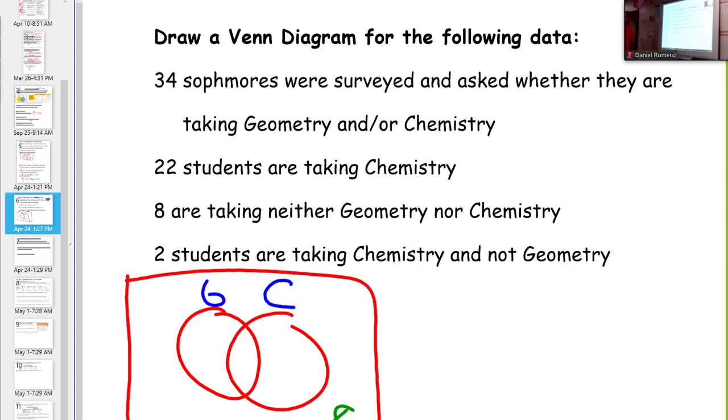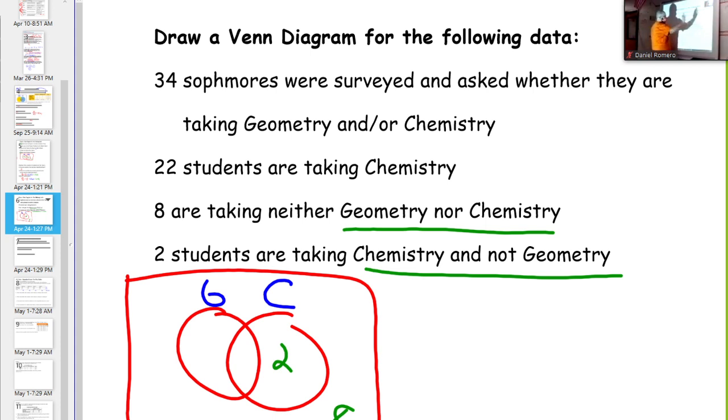2 students are taking chemistry and not geometry. So if it's chemistry, not geometry, I know 2 can go there. Chemistry and not geometry would be in the chemistry circle, but not in the intersection. And I know that I can put 8, for not taking anything. But now that I know this, which was the key clue here, I can go back and revisit this one.